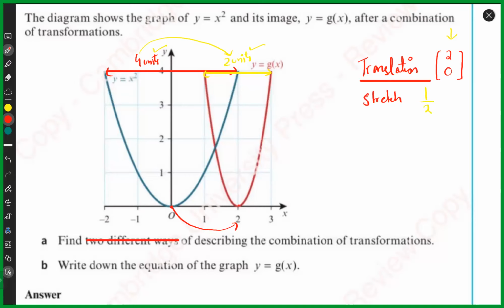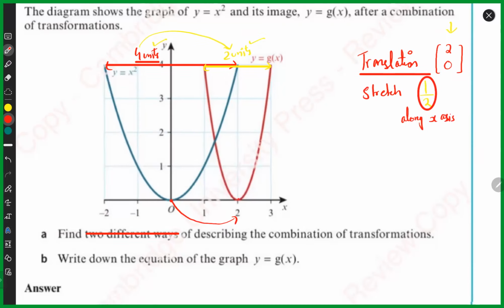Okay, so from the blue graph, we got the red graph by translating it by 2 units and by stretching it by a stretch factor of 1 by 2, because our graph has actually shrunk. It did not stretch horizontally, it shrank. Okay, it was initially 4 units and now it is 2 units. That certainly means it has shrunk. So stretch, and the stretch factor is 1 by 2 along the x-axis.